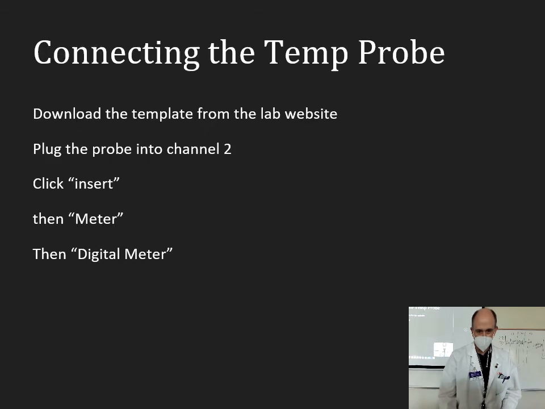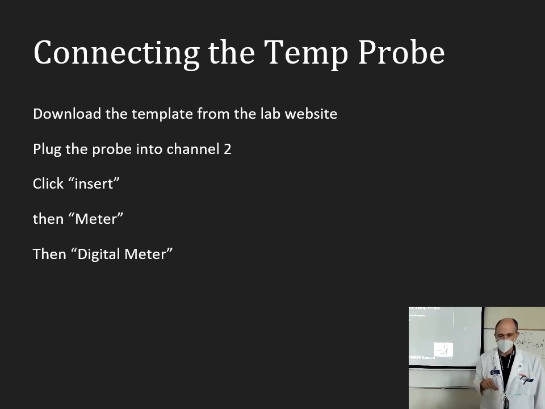All right. When it comes to the temperature probe, I'm going to have you go to the lab website again and download the template for Enzyme Lab 2. That'll set it up in the proper format. And then we're going to plug the temperature probes into channel 2 on your LabQuest unit. You're going to click insert at the top of the screen, then you're going to hover over meter and click digital meter, and that will add a readout of the digital thermometer onto your screen.